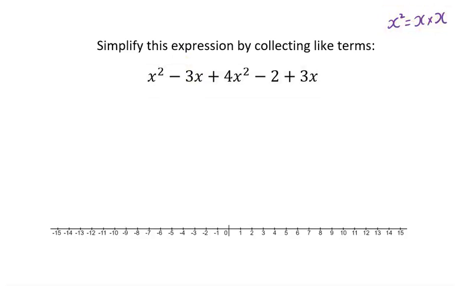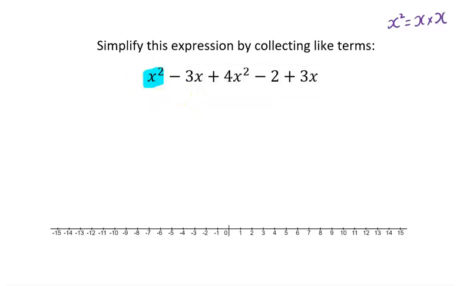So if we're having a look at like terms, our x squared term here is not the same as our minus 3x here. They're not like terms because x squared has two x's in it and minus 3x only has one x in it. So they are not like terms. X squared terms are not the same as x terms. They are different. They are not like terms.